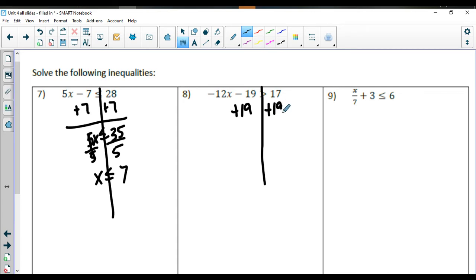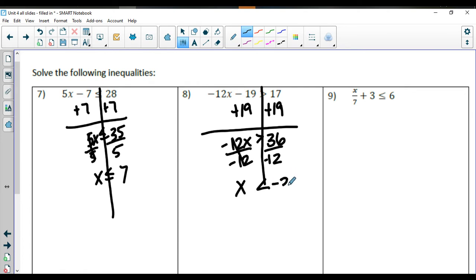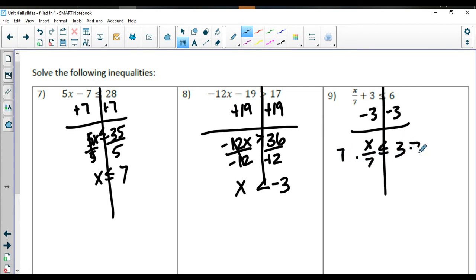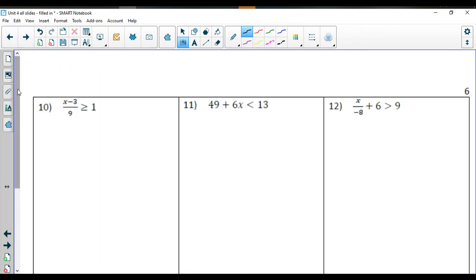Add 19 to both sides. So we're going to get negative 12x is greater than 36. Divide through by negative 12. So I'm going to flip my inequality symbol, and x is less than negative 3. Subtracting 3 on both sides, I get x divided by 7 is less than or equal to 3. Times by 7 on both sides, x is less than or equal to 21.